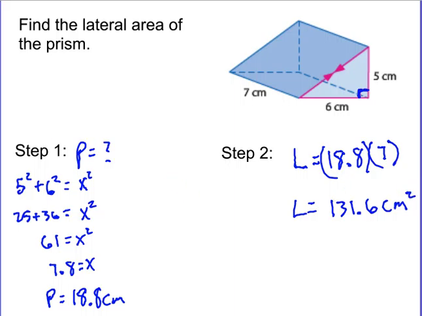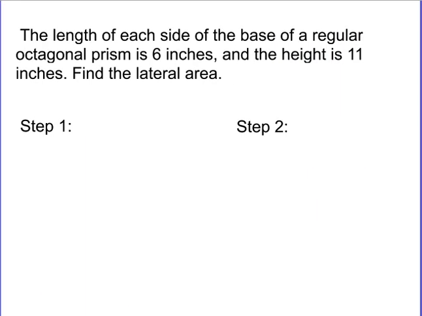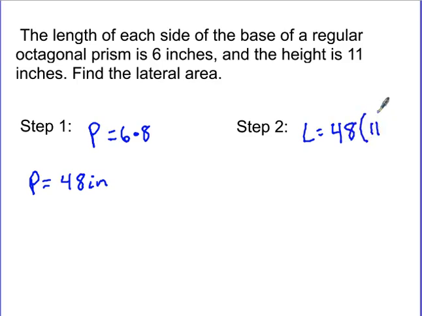All right, let's try another one. This one doesn't have a picture. The length of each side of the base of a regular octagonal prism is 6 inches, and the height is 11 inches. Find the lateral area. So the first thing we want to do is find the perimeter. The perimeter is going to be 6 inches per side, and how many sides are there? 8. An octagonal prism has 8 sides, so it's going to be P equals 6 times 8. The perimeter is 48 inches. That one was simple enough. Now the lateral area is the perimeter times the height.